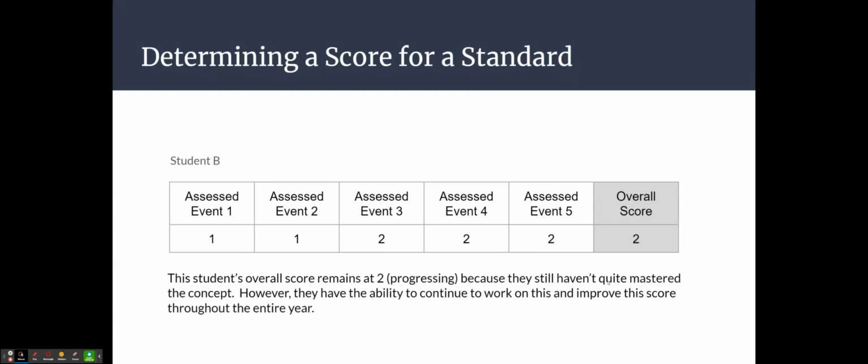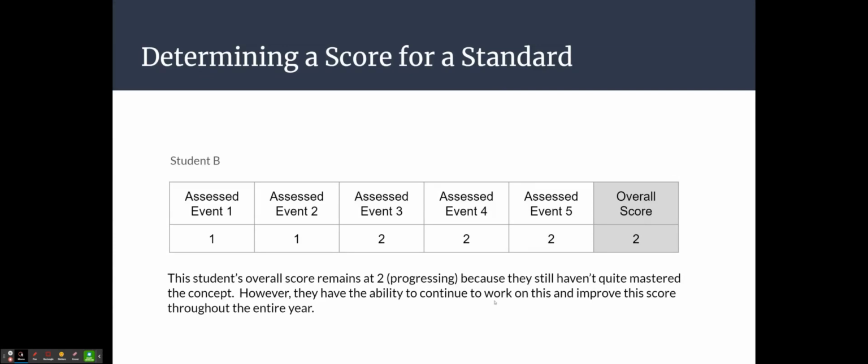Here's another example. This student, again, took a little bit longer and never really got to where they needed to be, never really achieved the standard. And so their overall score would be a 2. However, here's the key thing: at least until the class ends at the end of the year, if it's a year-long class, the student is going to have multiple opportunities, and some of it might be they have to take that initiative to continue to demonstrate what they know within this concept.